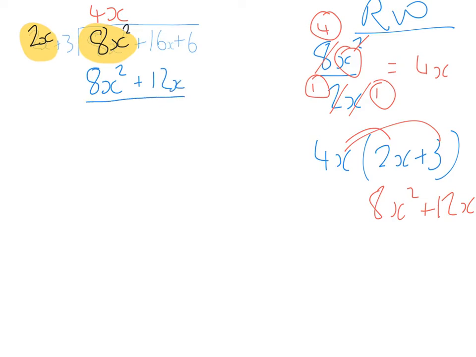Now what we have to do is change the sign of each term on the bottom row. So 8x squared becomes minus 8x squared, and plus 12x becomes minus 12x. The 8x squared and the minus 8x squared cancel, which is what we want, and 16x minus 12x is going to be 4x. And then we have to bring down the 6, so we have 4x plus 6.